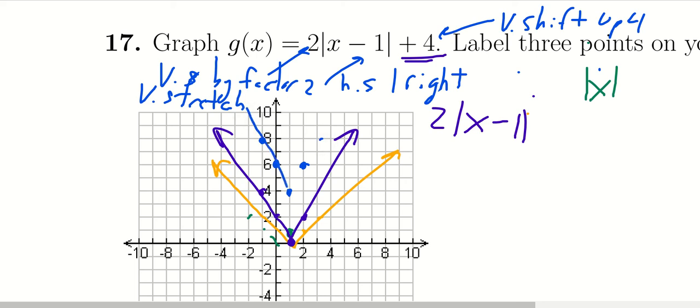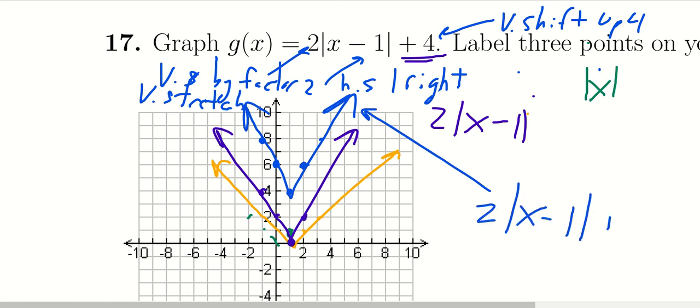And then we can go ahead and draw it. So the graph that you see in blue, this would be our final answer, is 2 times the absolute value of x minus 1 plus 4. It was obtained from the parent graph of the absolute value of x by moving everything 1 to the right, stretching it vertically by a factor of 2, and then vertically shifting everything up by 4 units.